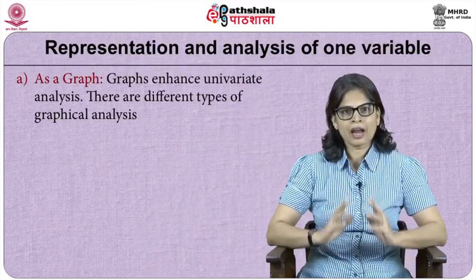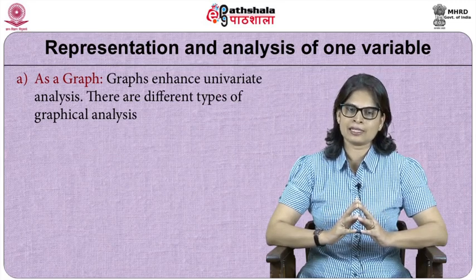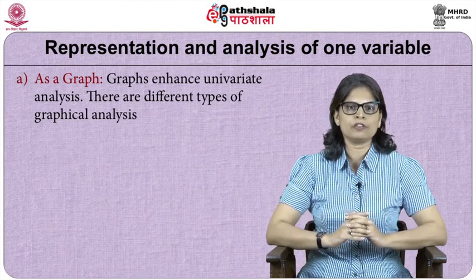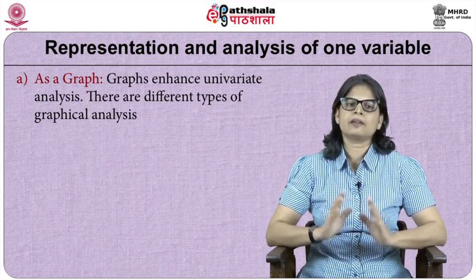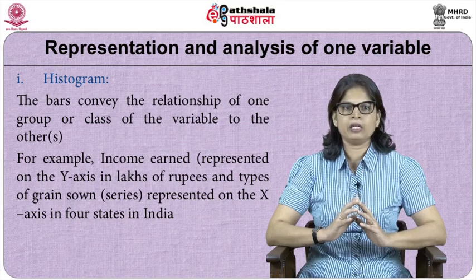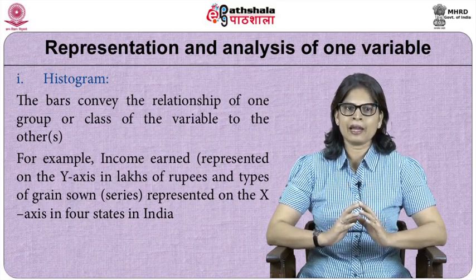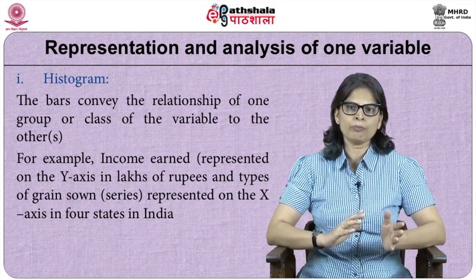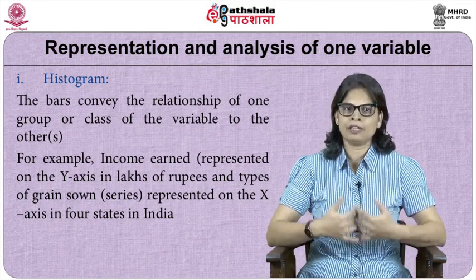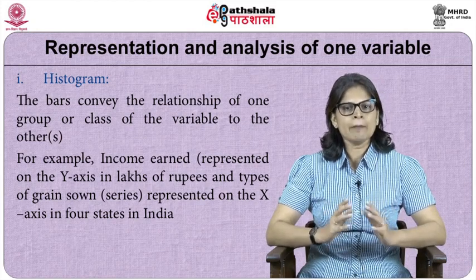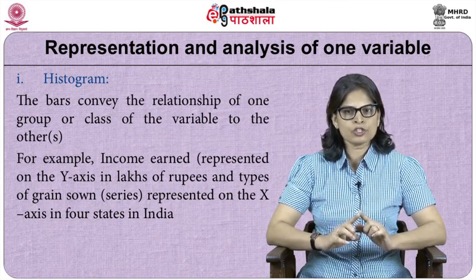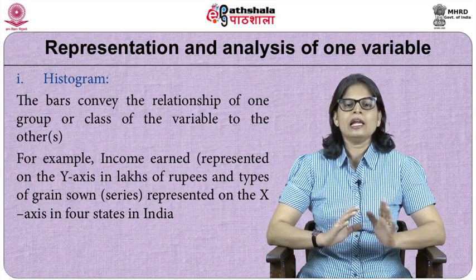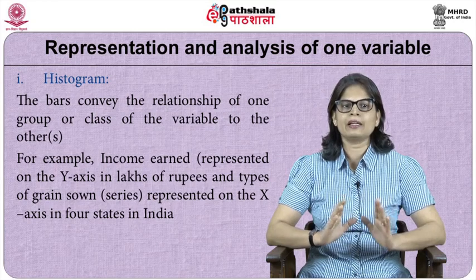The second way of representing univariate data is using a graph. Graphs enhance the utility of the univariate analysis by providing visual representation of the distribution of that particular variable. There are different types of graphical analysis. The most commonly used is the histogram. Histogram is nothing but a bar diagram which conveys the relationship of one group or class of variable with the other variables. For example, income earned, which is represented on the y axis in lakhs of rupees, and the types of grain sown represented on the x axis in 4 states of India, can be taken as an example of histogram.